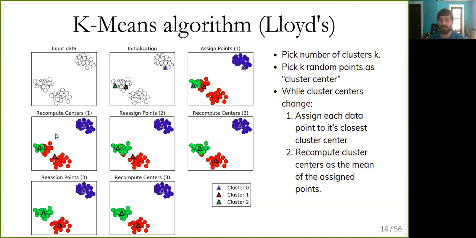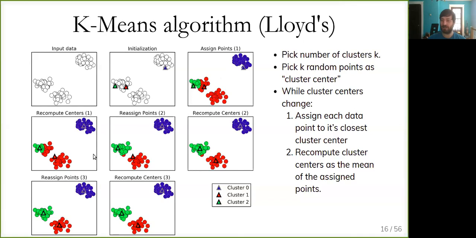Then we recompute the centers as the mean of all the points that are assigned to this number. So now I look at all the points that are assigned cluster zero, so cluster blue, I compute the mean of them, and this is my new cluster center. For cluster two, I look at all the points that are assigned the green cluster center, and I compute the mean, and this is my new cluster center. And then I iterate these two steps. So now we move the means around.